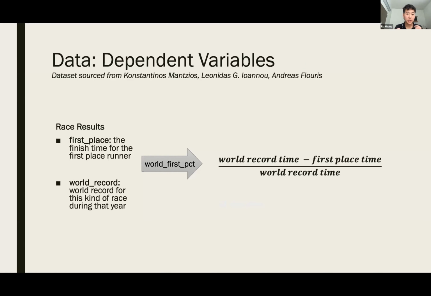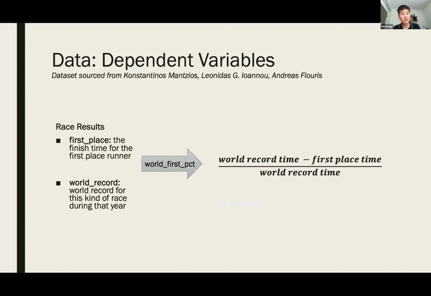In order to get over this issue, I created this new variable that I called world first percentage, where I take the world record, subtract the first place time, and divide by the world record time. What I'm trying to accomplish is a percentage value of how much the first place time differs from the world's time. When we go into the results, it'll become a little bit clearer. But the idea is that we can have a percentage value to compare across different races.